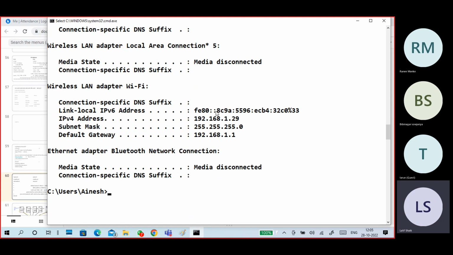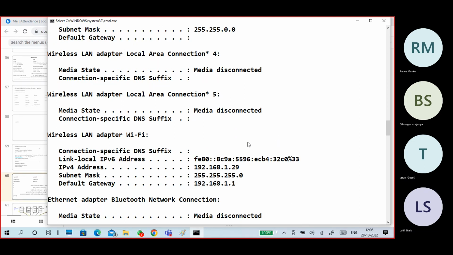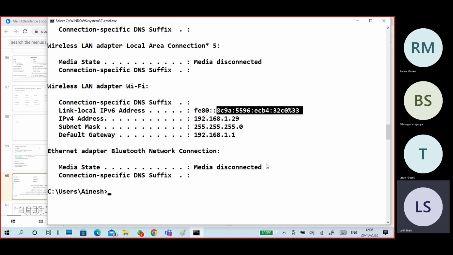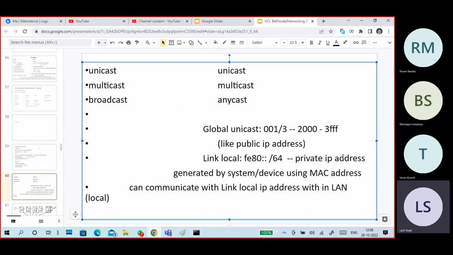If IPv6 is enabled on the adapter, a link local IP address will automatically appear. See, this is the starting address. The remaining part is different. It depends upon your adapter's MAC address; it will be generated from that. This link local IP address is a private IP address that works in LAN communication.